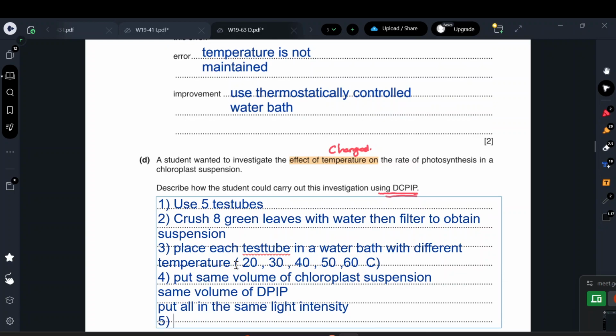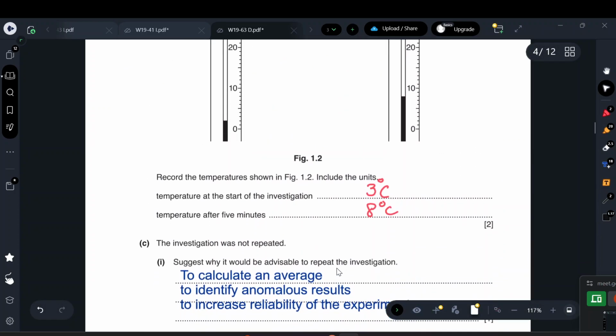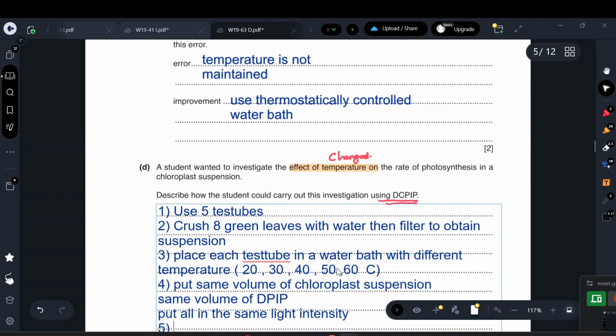What am I going to measure? How am I going to measure the results? You will measure the time. I can measure the color. I can observe the color. Okay? But here I have several test tubes and I want to see which one changes faster. So, how am I going to measure my results? You will measure the time taken for the DCPIP to become colorless.